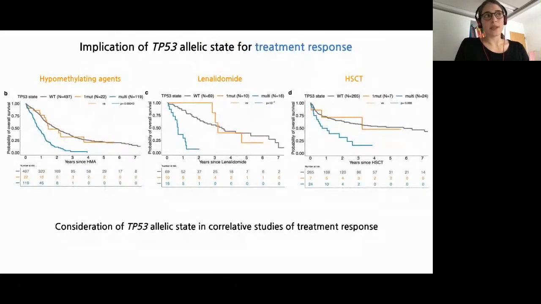And finally, beyond the estimation of risk and prognosis, the TP53 allelic state has implications for treatment response, where we see different survival after different types of therapies, to include hypomethylating agents, lenalidomide, and even with a low number of hematopoietic stem cell transplantations. So one of the conclusions of the study is that the allelic state of TP53 should be considered in future collective studies of treatment response and is an important biomarker to incorporate in clinical decisions.